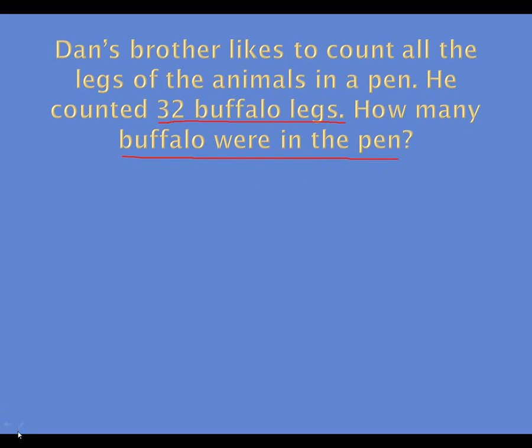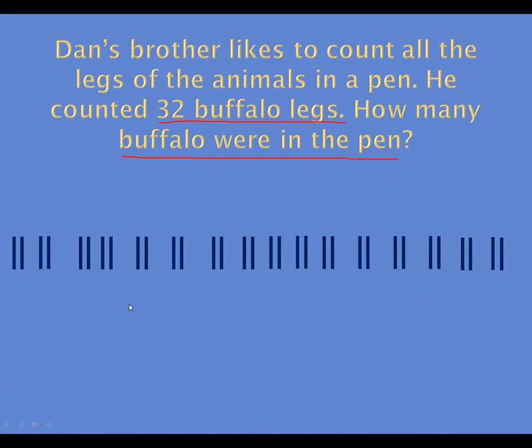pen. All right, so the first thing we're going to do is draw our picture. I'm going to draw the 32 legs. Under each leg, I'm going to count them by 2's. That way I know I have 32 legs there. Okay, there's where I drew my legs to get to 32 legs.